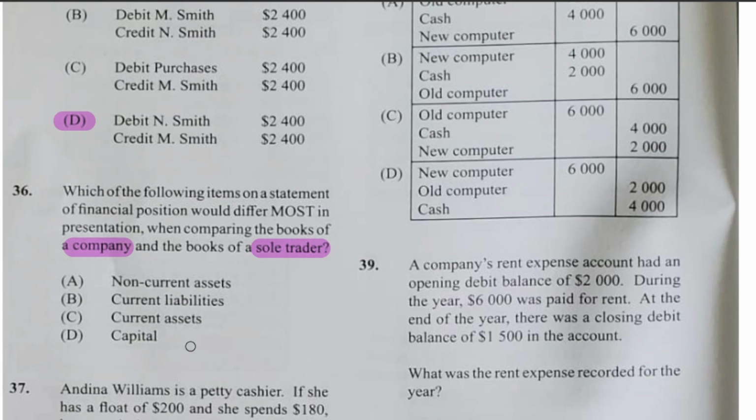Current assets will be the same thing. But the capital section is going to be way, way different because in a company you're going to get authorized share capital, issued share capital, then you'll have premium and reserves, etc. Whereas a sole trader, you just have opening capital. Sometimes you have drawings, profit and closing capital. That's it.